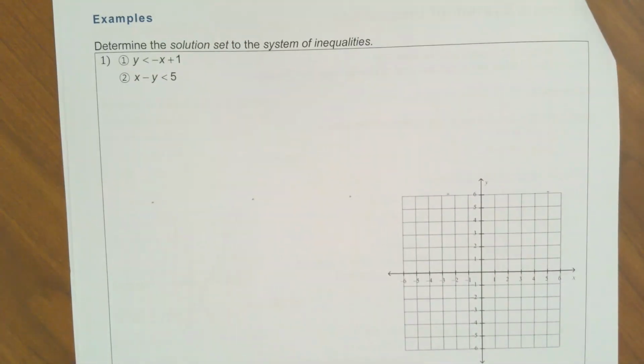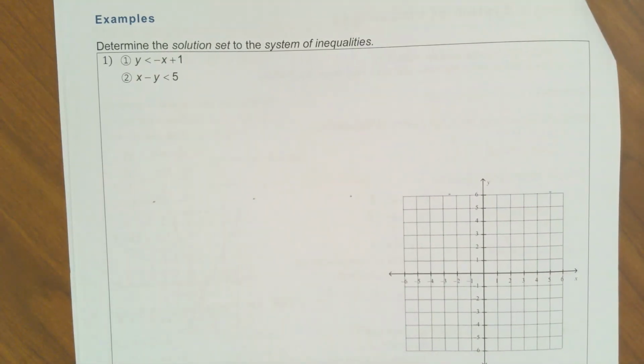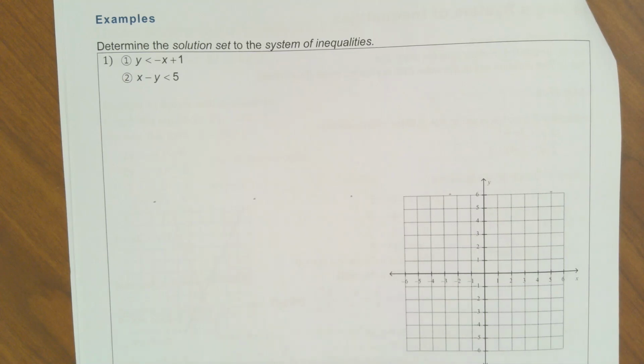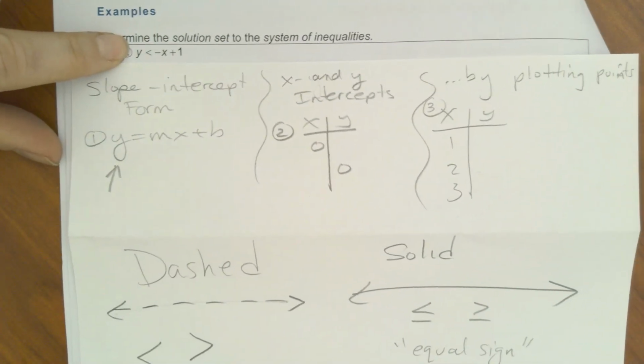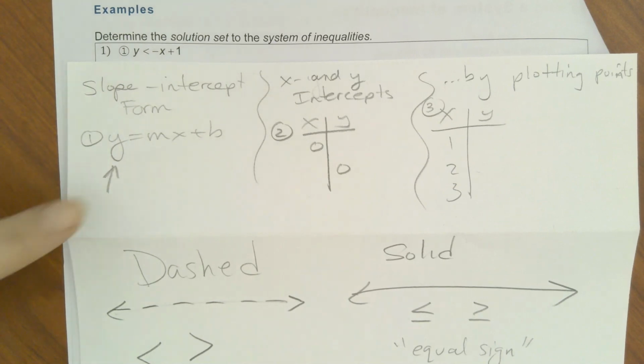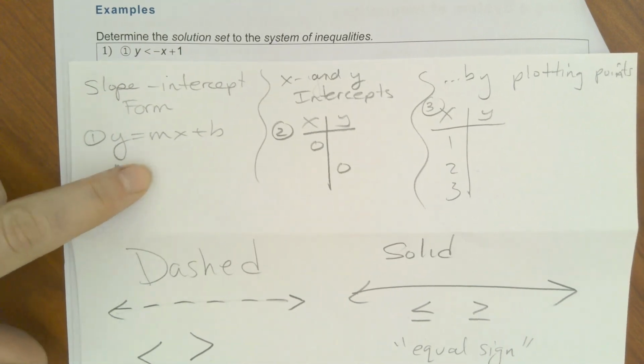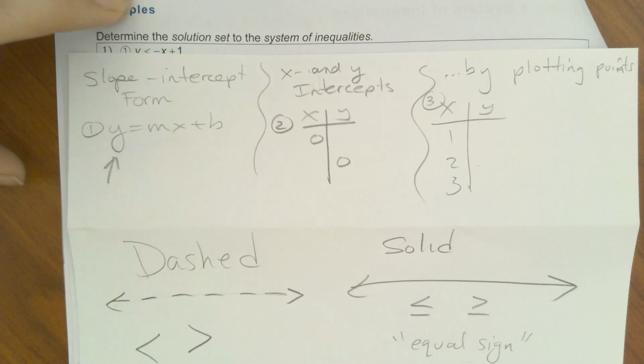Let's go to page 4. It says determine the solution set for the system of inequalities. So let's look at number 1. If we look at inequality number 1, we can see that y is by itself, so I can use the slope-intercept form for graphing this inequality.